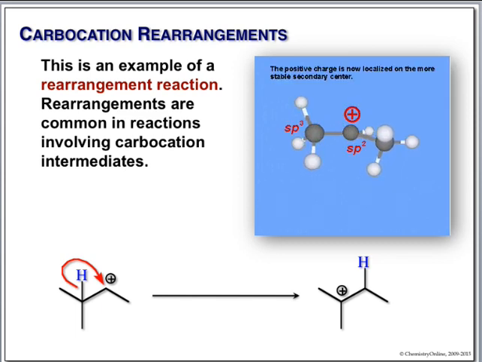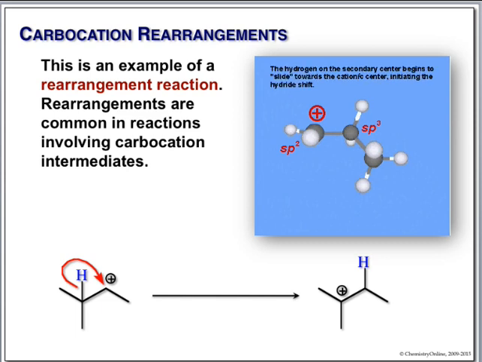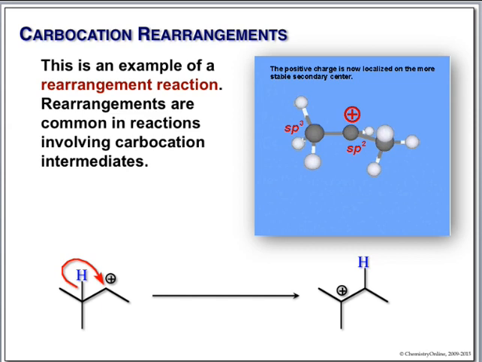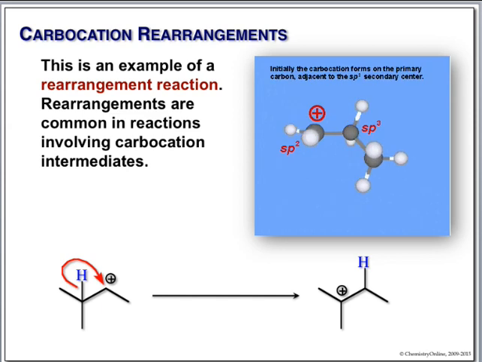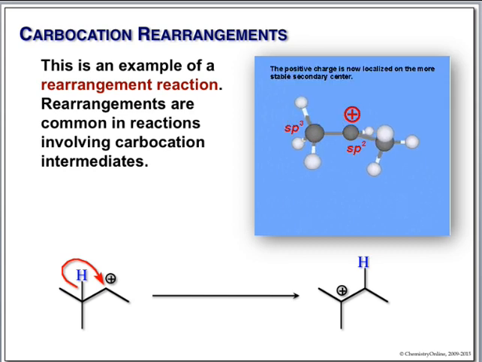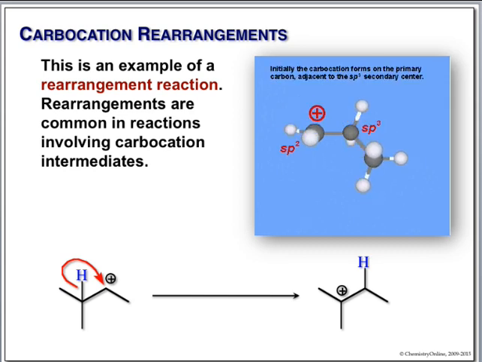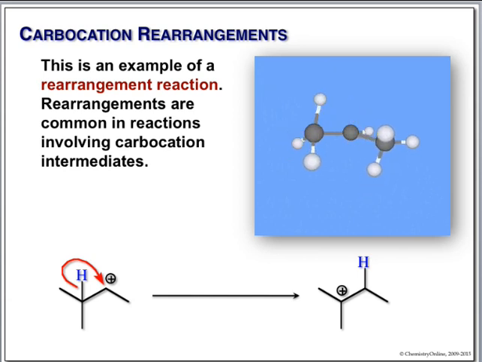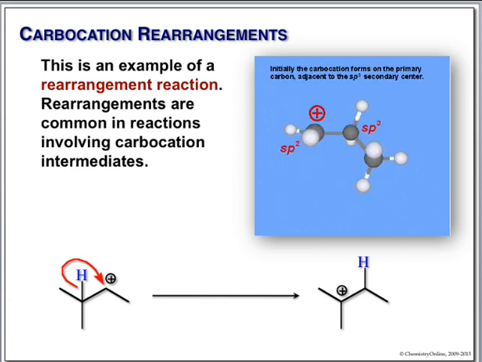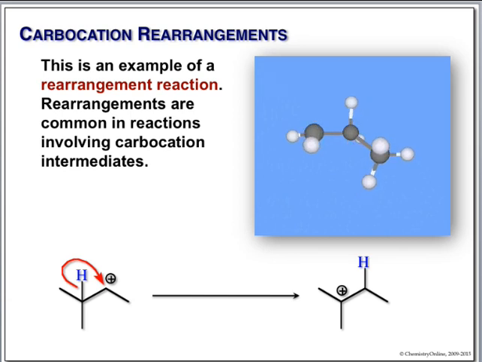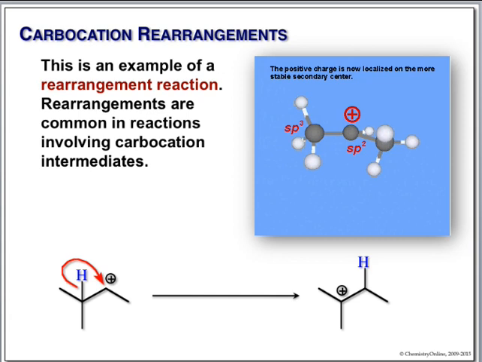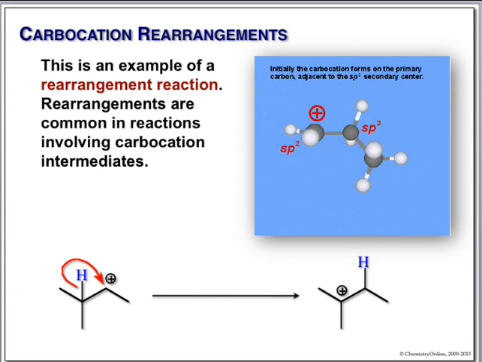Now, hydride transfers happen fairly easily because hydrogen has a very low mass. You can actually get skeletal rearrangements that involve alkyl chains. But they're slower because, again, they're much more massive and the energy required to do the rearrangement is higher. But hydride transfers work very nicely.